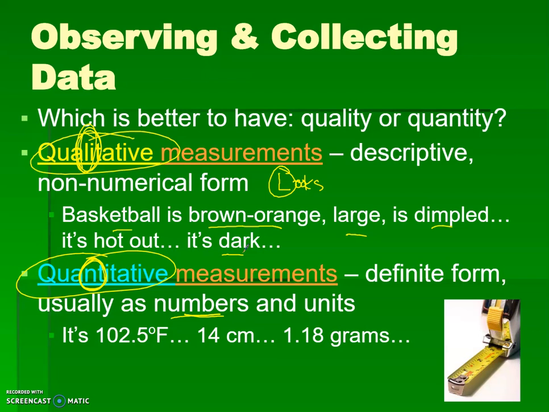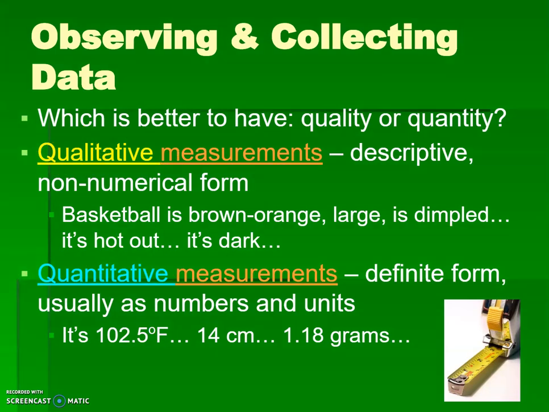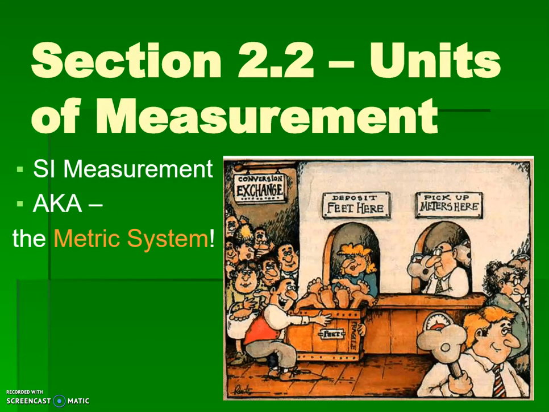However, quantitative is what we're going to use more of because it's more objective. Like it's 1 or 2.5 degrees Fahrenheit, or the ball is 14 centimeters in diameter, or 1.18 grams, etc., etc. So we have to make sure that we know the difference between quality versus quantity. And this is where we start to talk about our lovely metric system.